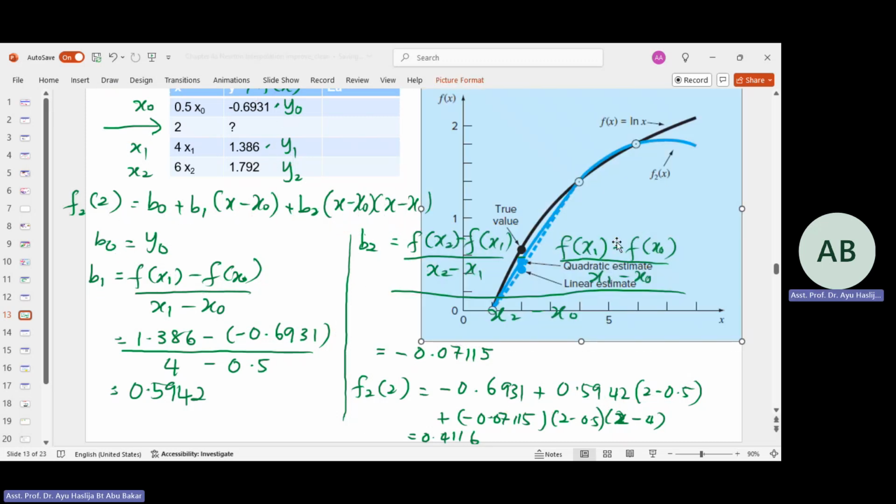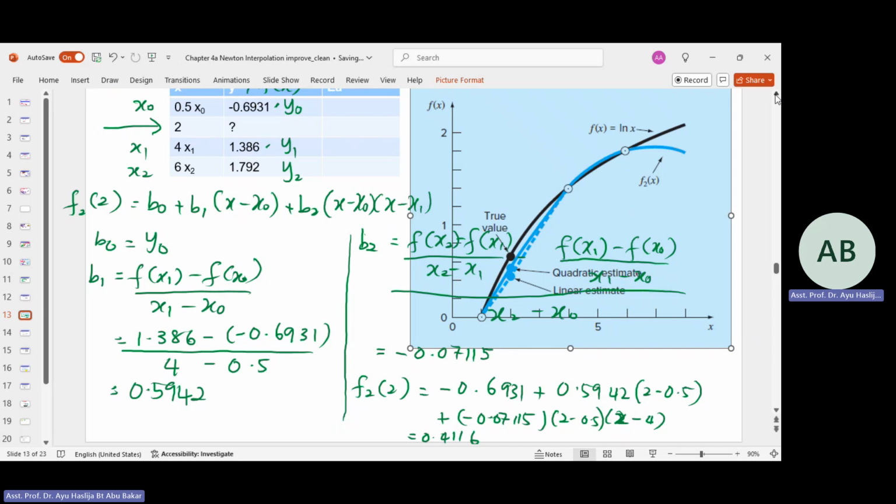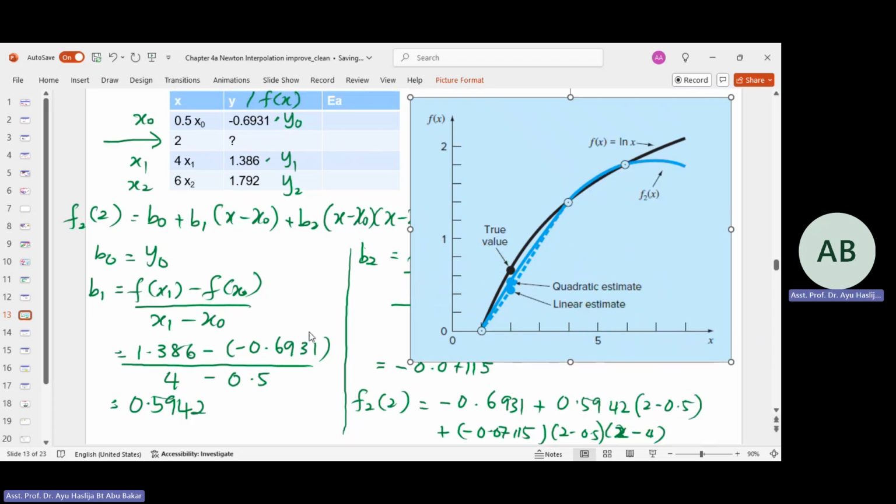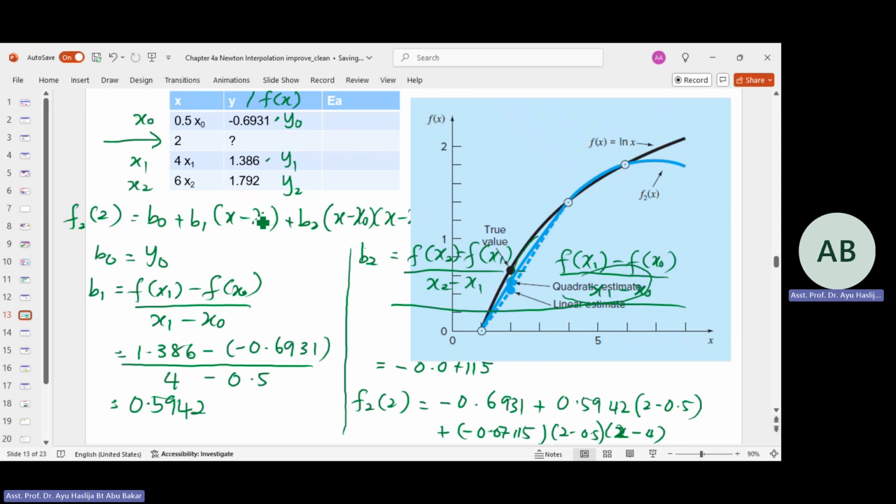This figure depicts this example where your n equals 2, quadratic. So this line is the quadratic line. For the estimation, what's the error? So you find the true error. Is it lesser or the same? How about the true error? Try to calculate.